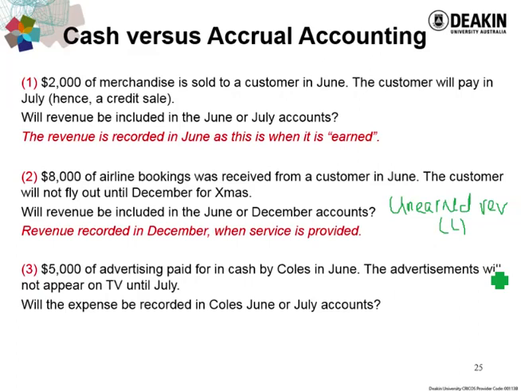Let's have a look at the third example. $5,000 of advertising paid for in cash by Coles in June. The advertisements will not appear on TV until July. So this is actually an example of prepayment. We will also look at prepayment in greater detail in week 3. So this is a form of prepayment.